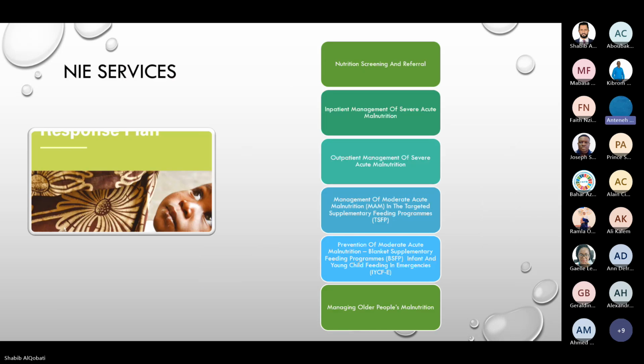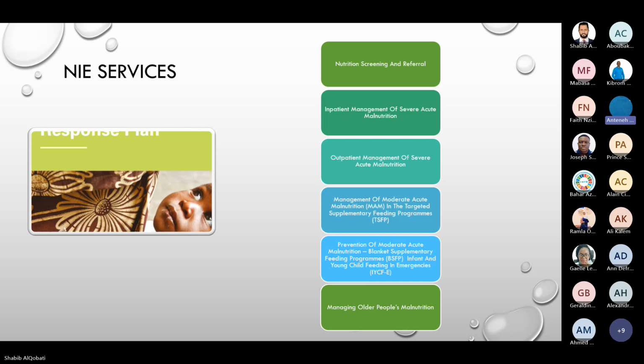Okay, so now we talked about the strategic objective, the sector objective, and then followed by our response strategy. Then comes what kind of services we do provide actually. So we tend to select services which are focused on acute malnutrition, but there is a range of options for us to include. Here, as you can see, we have screening, inpatient management, outpatient management of SAM, MAM treatment, PLW, IYCF, including even older people's nutritional status.